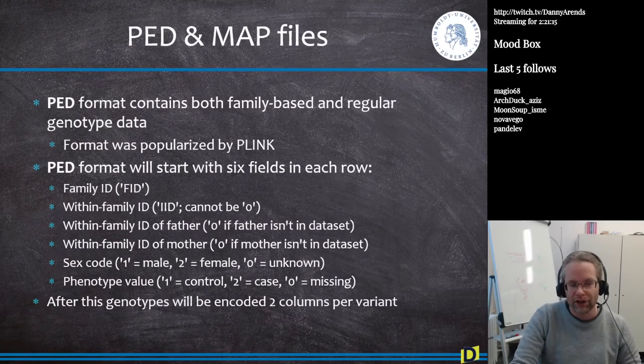And then after this, genotypes will be encoded 2 columns per variant. Right, so because we have every individual in our data set if it is humans, they have, for each chromosome, two copies, and so you can have an A on the one chromosome and an A on the second chromosome, or an A and a T, or a T and a T, right? So we're looking at single nucleotide polymorphisms. So the PED format is used a lot when coding human genotypes for GWAS.